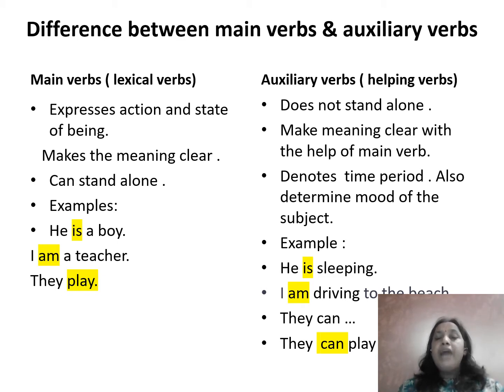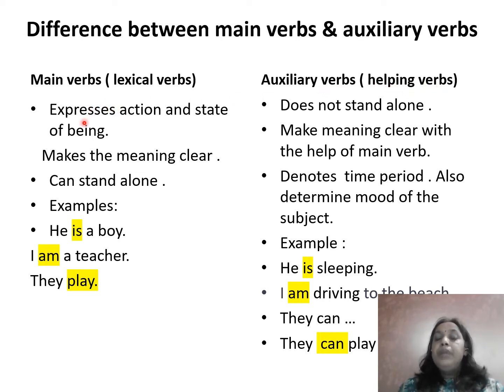In this video, I will tell you about the difference between main verbs and auxiliary verbs. I taught you that there are two types of verbs. First is main verb and second is auxiliary verbs. What are main verbs? Main verbs are called lexical verbs and auxiliary verbs are called helping verbs.